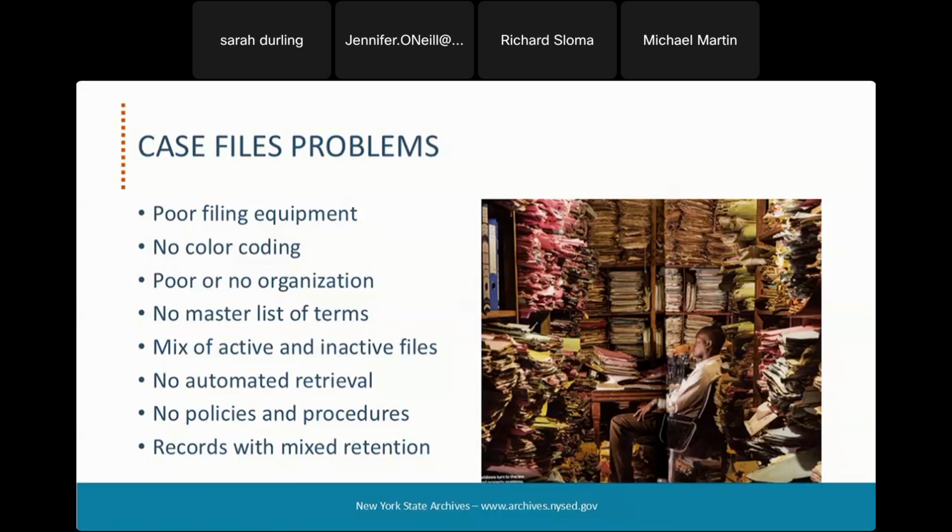records with mixed retention. Most case files contain records with mixed and event-based retention. So you're going to run into things that have different retention all in the same box from time to time. And on this page, we have an example of someone completely surrounded by their paper records that go all the way to the ceiling. So you can see it can become an overwhelming problem pretty quickly.